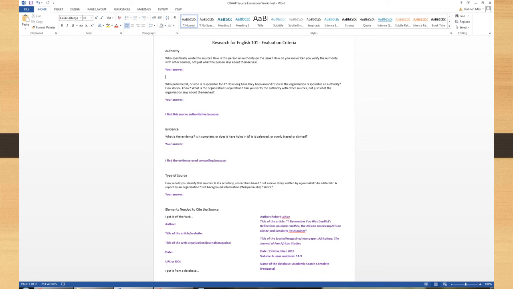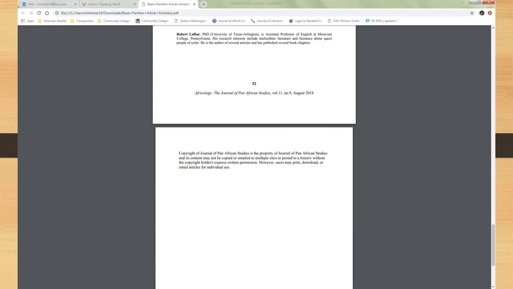Now, if you look to the top of the page, you'll see authority. So the first question about authority is the author. I need to determine if the author is an authority on the subject or not. So here's what I did. I just looked at the article. One thing that's nice about scholarly sources is they usually provide a bio for the author, and that's in part because their sources are almost always credible. They're not shy about presenting that information.